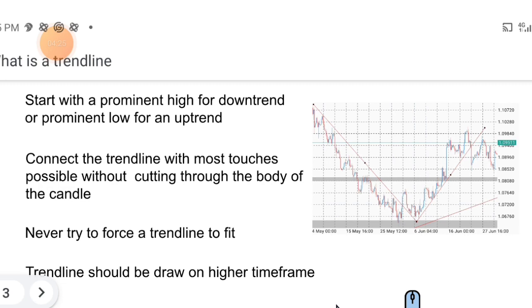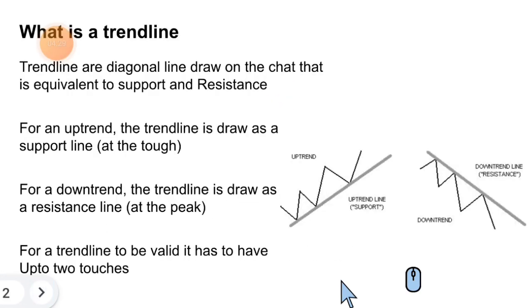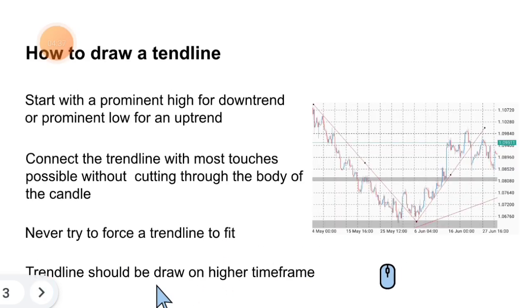So we go back to where we came from. We said trend lines are diagonal lines, for an uptrend and a downtrend, and for a trend line to be valid, it has to have up to 2 touches. So how do we draw these trend lines? You start from a prominent high for a downtrend. Like this is a downtrend. You can see this downtrend.